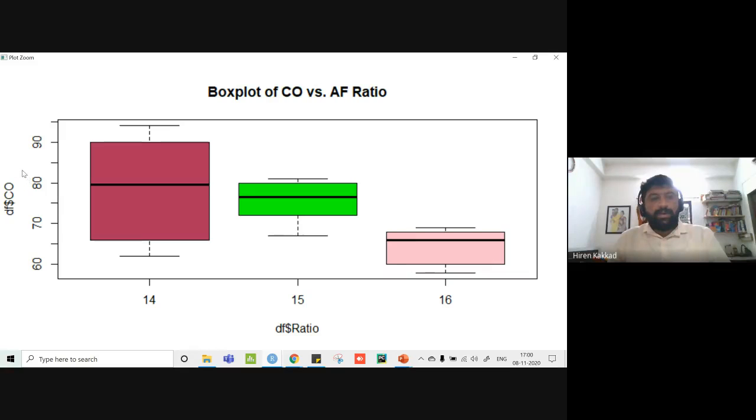If, let's say, less is better for the CO2 emission, जितना कम होगा उतना हमारे लिए अच्छा है. तो ratio should be at 16, and this ethanol that is supposed to be at 0.1, then it may have, you can say, the lesser CO emission. Now it may also have the interaction effect. So let us make the interaction plot also.